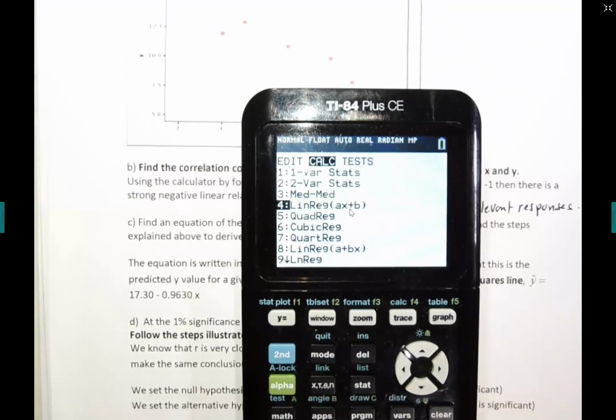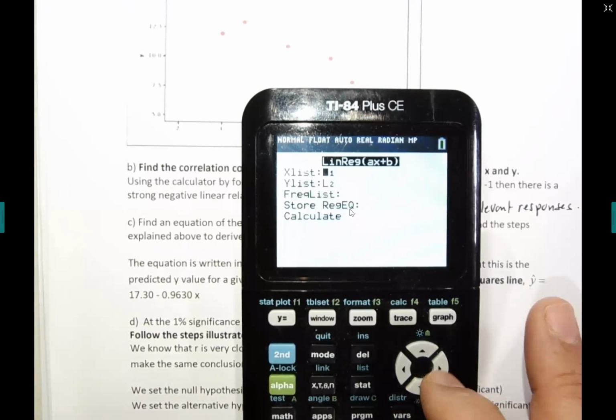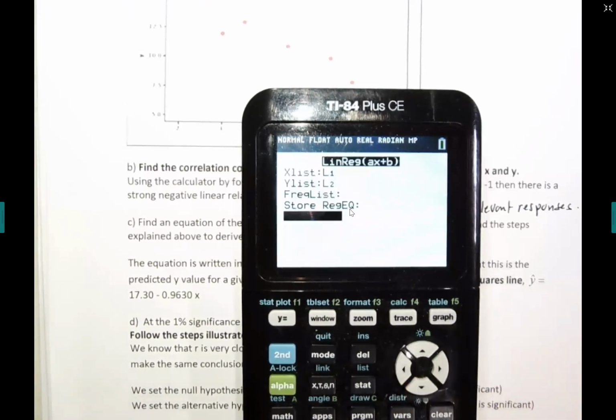And linear regression ax plus b. Just press enter. Okay. If you have an older calculator, it's not gonna show the screen, guys. So just press enter again. But for me, I just have to scroll down until I hit calculate. So when you play this video again, you can see what we did. And look, I got y equals ax plus b.